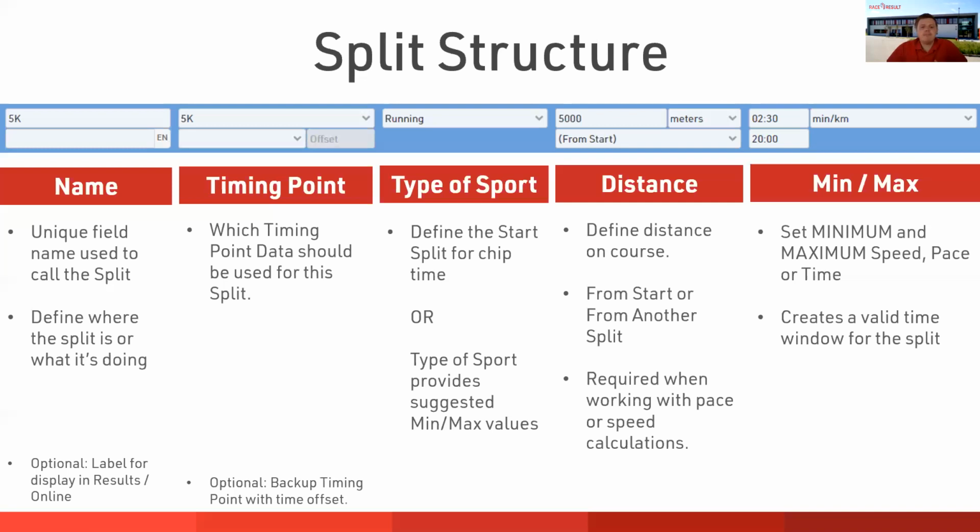And why do we need them? Because that way we can create a valid time window for any given split. It's easy as that. We want to catch cheaters, or we simply don't want people cutting short the course to get a valid detection, and that's the only way to catch them actually.